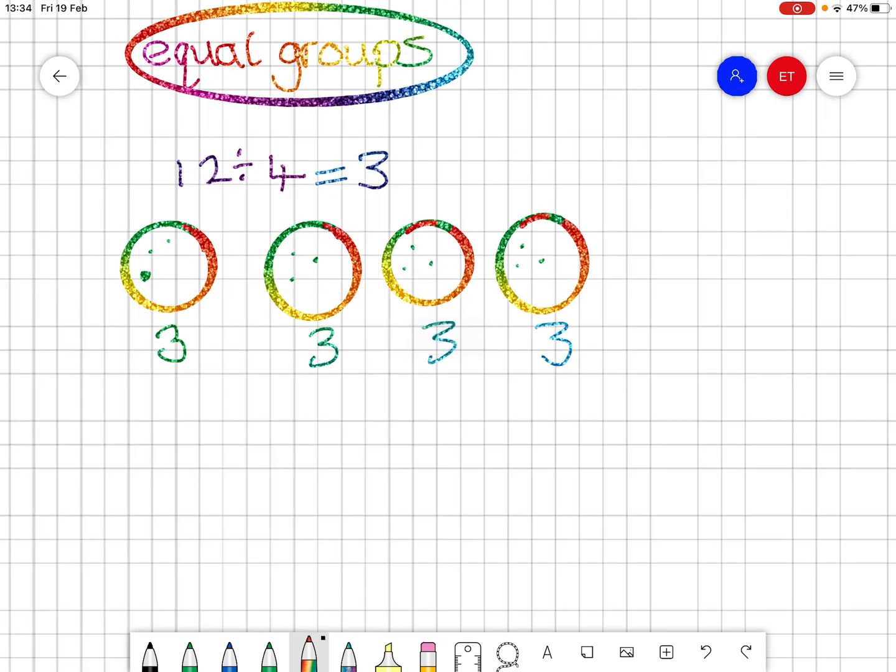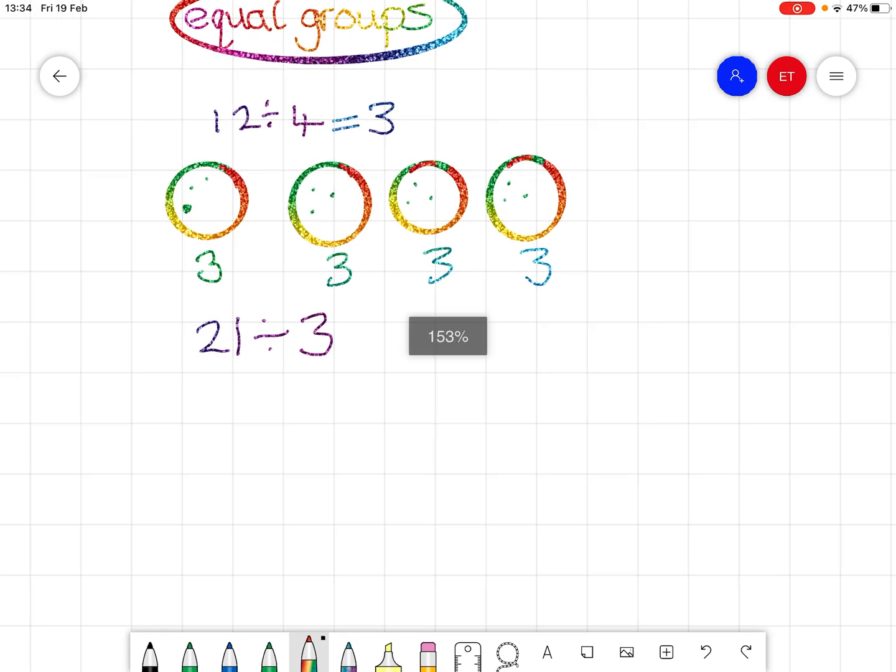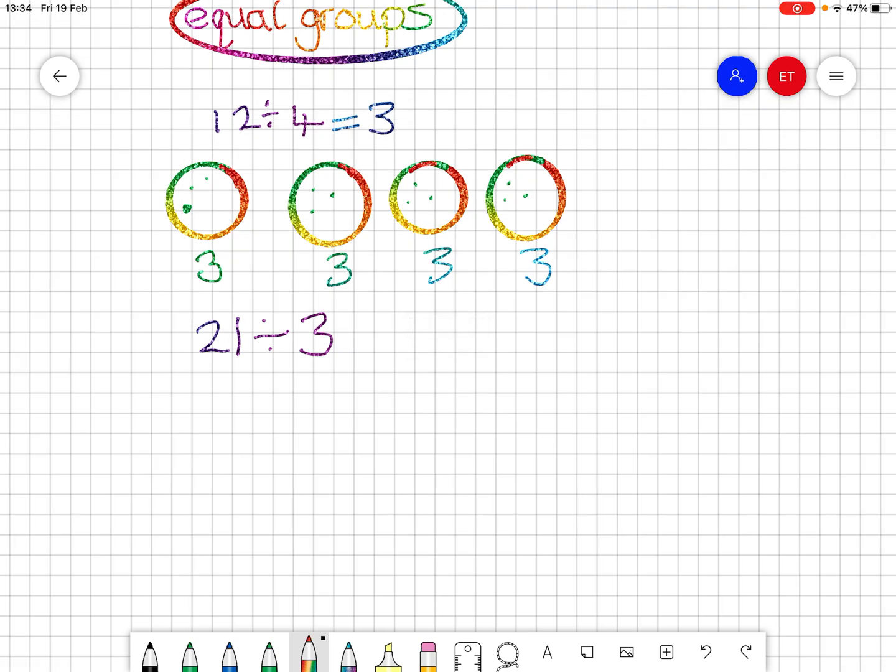Let's say we had 21 divided by 3, okay? So I'm dividing by 3, so I'll need 3 equal groups. Now you can do this with drawing. You could use counters or cubes or bits of pasta. So you would count out 21 bits of pasta and put them into 3 groups.